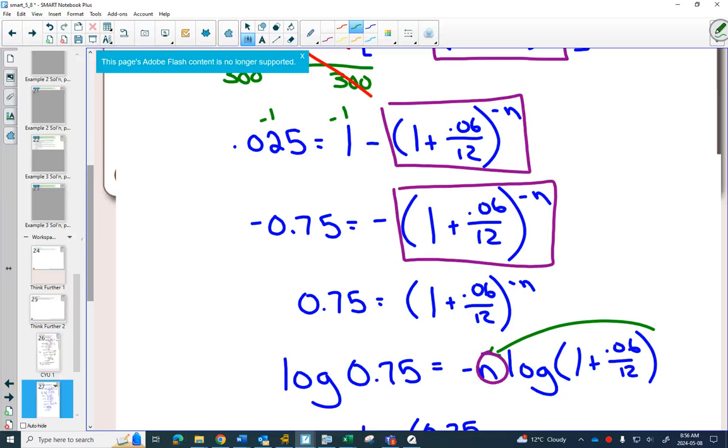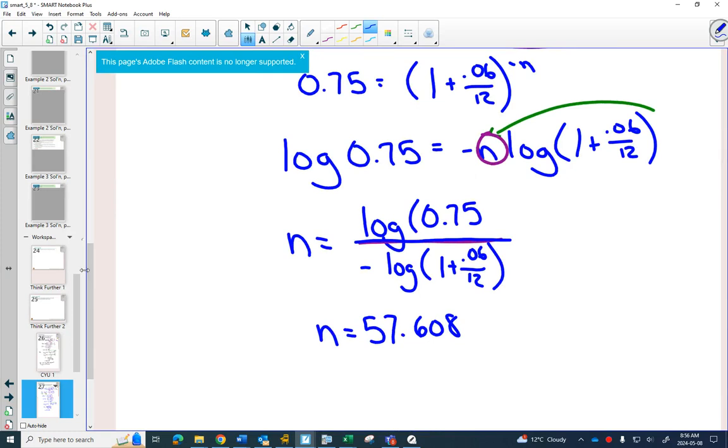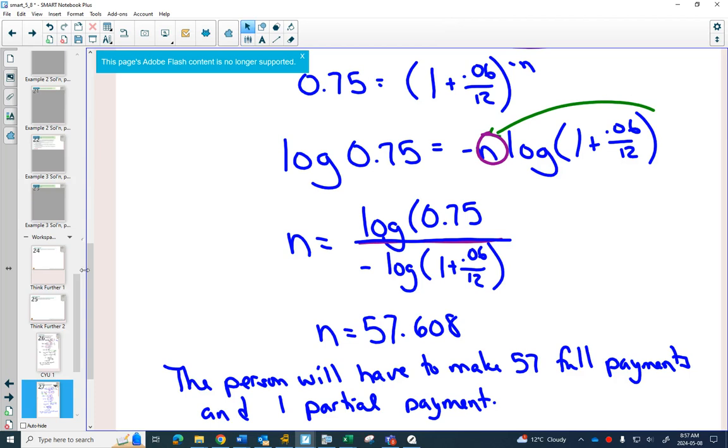What was the answer? The answer was 57.608. So they'll have to make 57 full payments and 1 partial payment to pay for this vehicle.